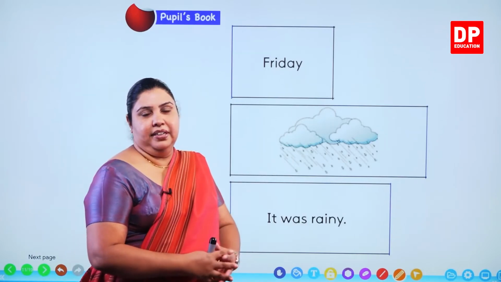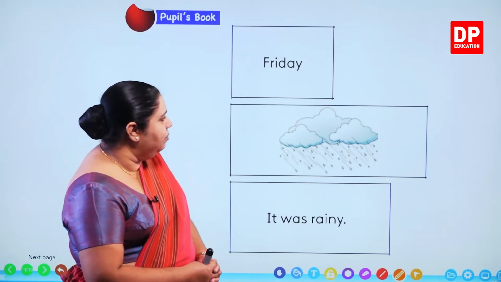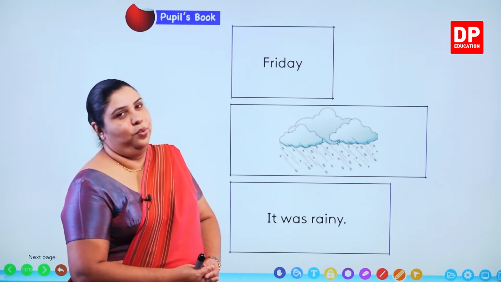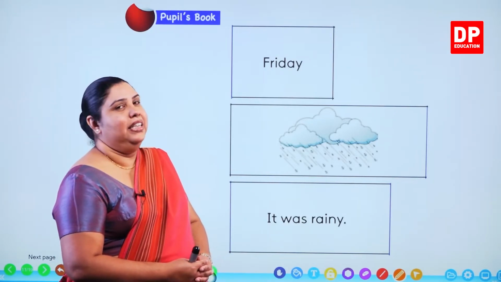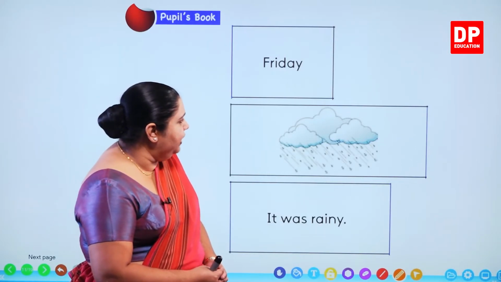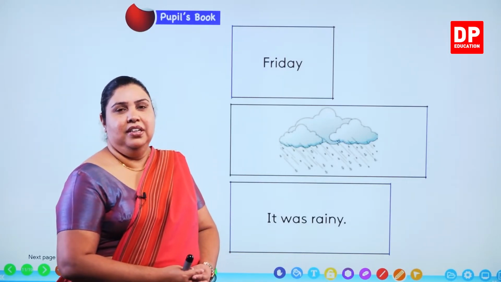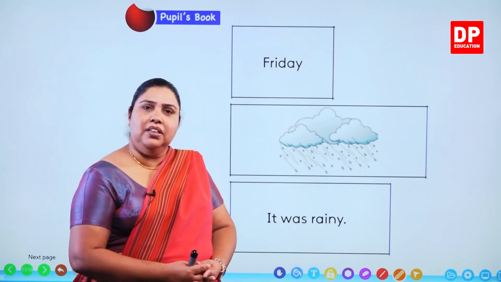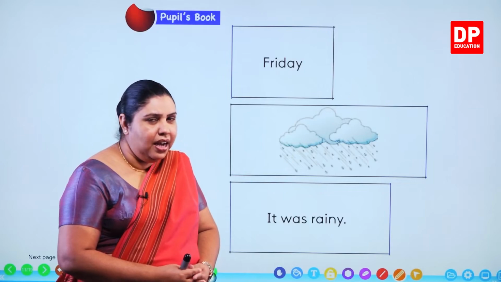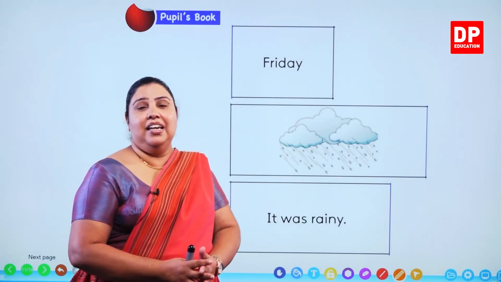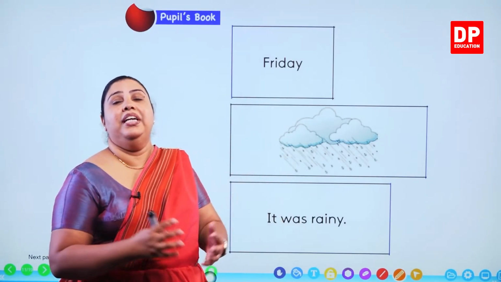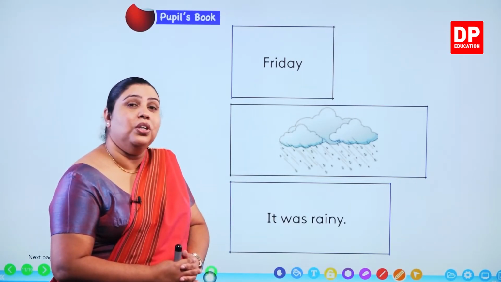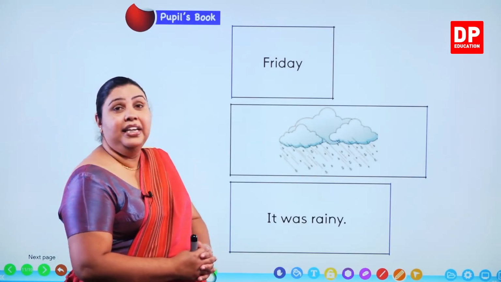How is the weather? Now we have some clouds here. Do we have the bright sun? No, we don't have the bright sun here. It's not a sunny day. And do we see the wind blowing? No, we don't see the wind blowing here. And how about the clouds? There are clouds. And what can you see? The rain falling down. The rain is falling down. So what was the weather like on Friday?